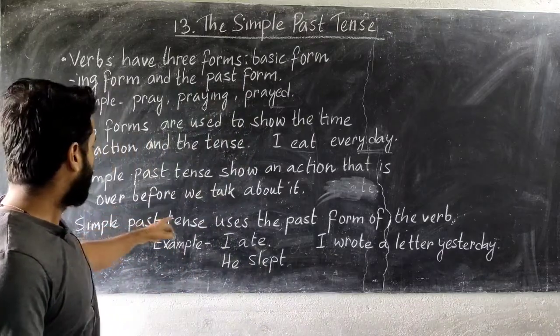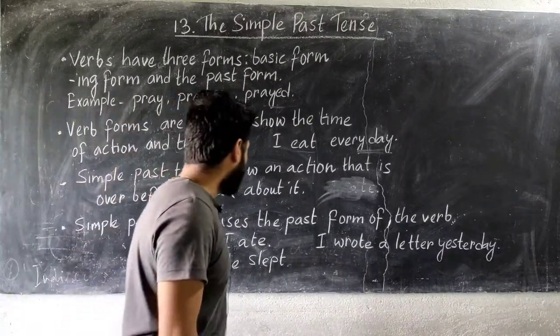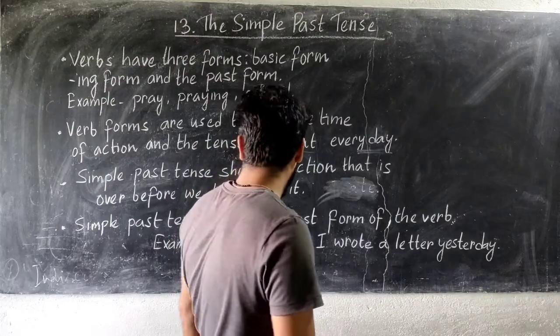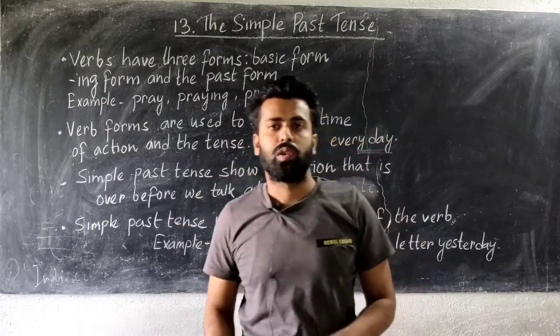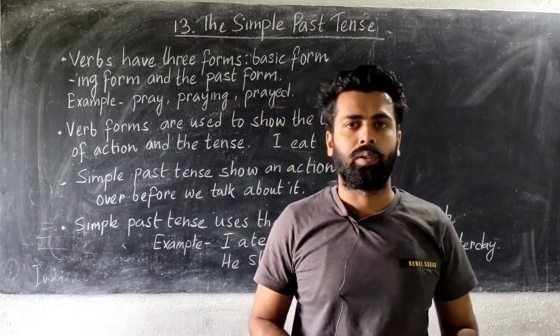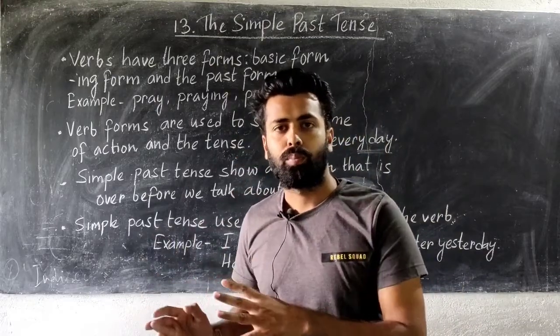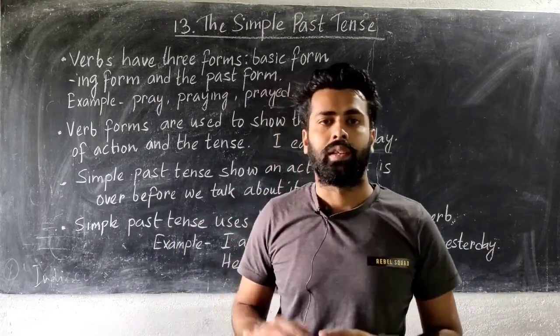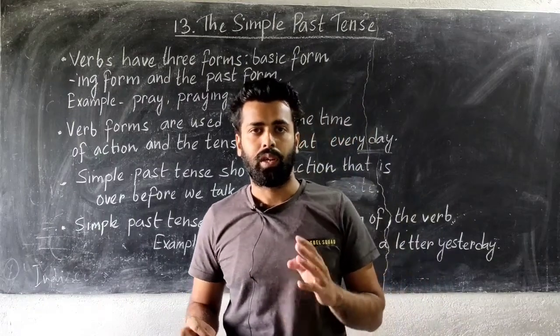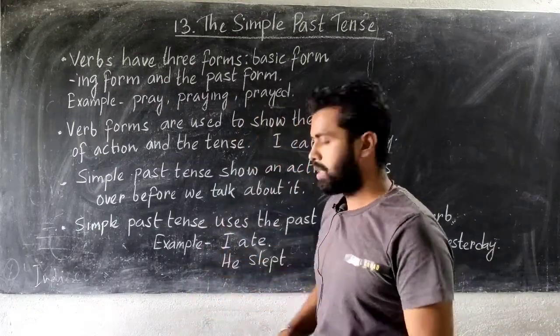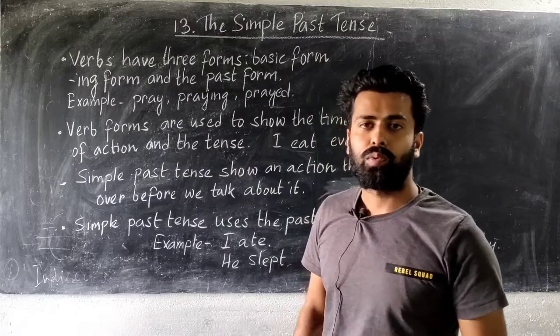So you see here, next, the simple past tense uses the past form of the verb. The simple past tense will always use the past form of the verb. If the past form of the verb is not used, you cannot understand that the action is in the past tense. So the simple past tense will always take the past form of the verb.